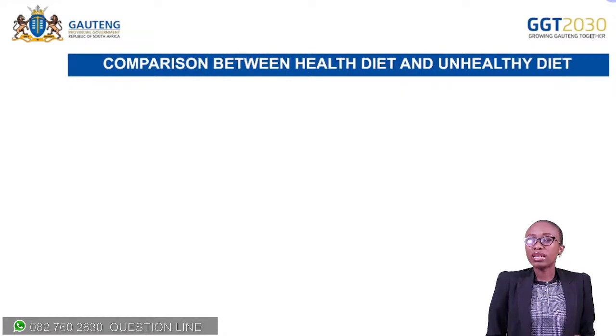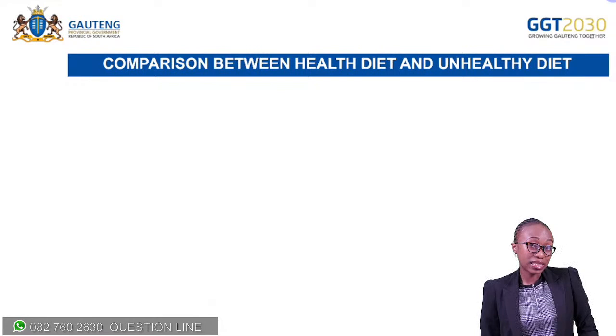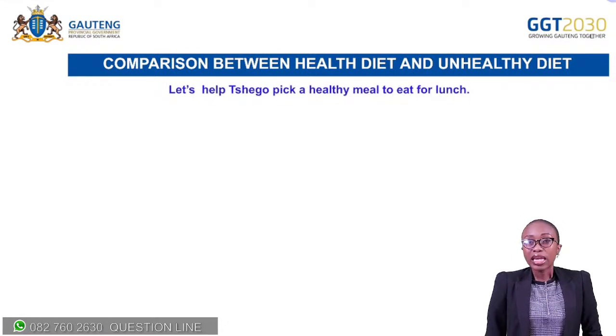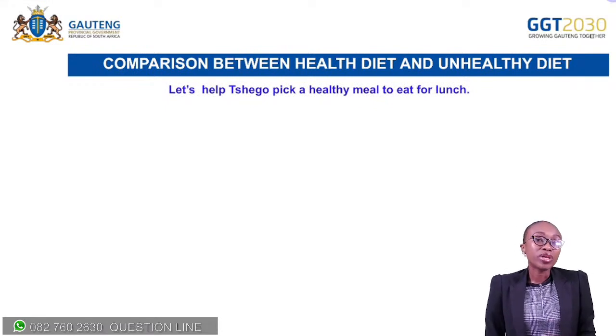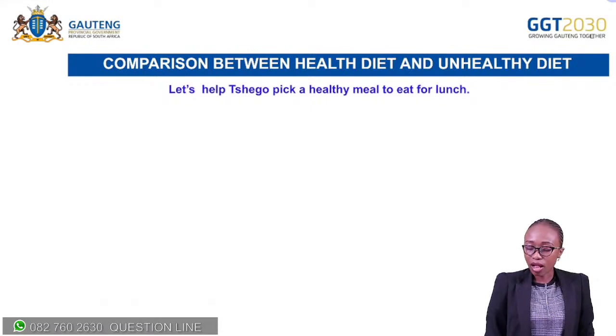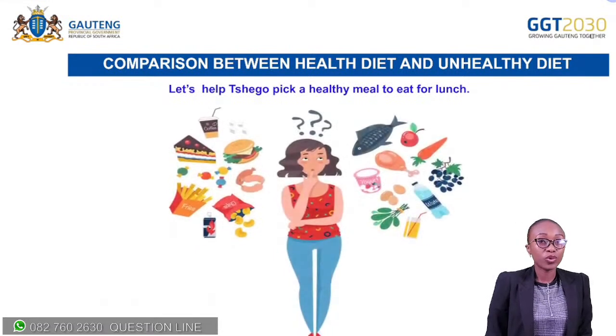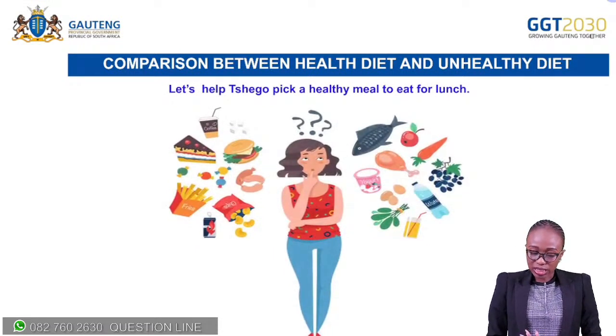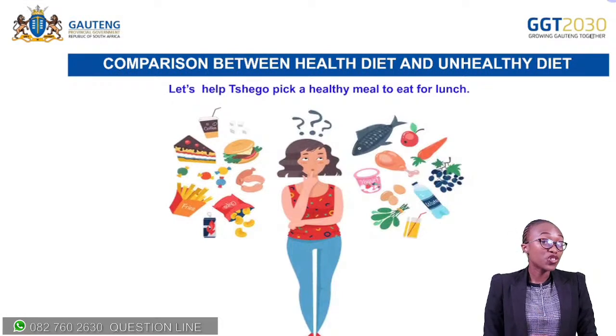Okay, so let's compare the healthy diet and the unhealthy diet. How are we going to do that? Let's help this young lady, Tsihu, pick a meal, a healthy meal for lunch. So Tsihu needs to pick a healthy meal for lunch. Let's help her. So I'm going to give you 2 minutes to pick from these different foods what Tsihu can have for her lunch. Make sure it's healthy.